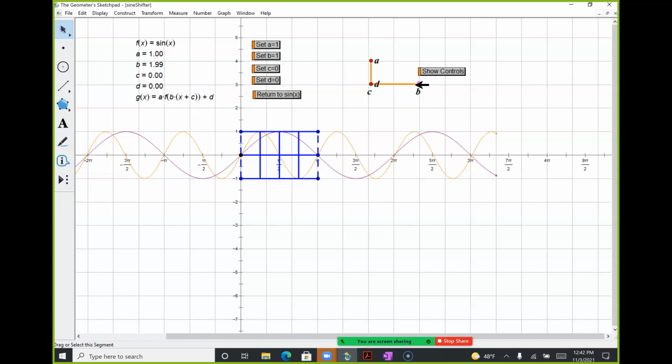Pi. So notice that B value is in the interior of the function. So even though it says multiply by 2, it's actually dividing by 2. It's taking the period and cutting it in half. So we have to have this thought that our period is always going to be 2 pi over B. Look at what happened to the quarter steps. Are they the same size?